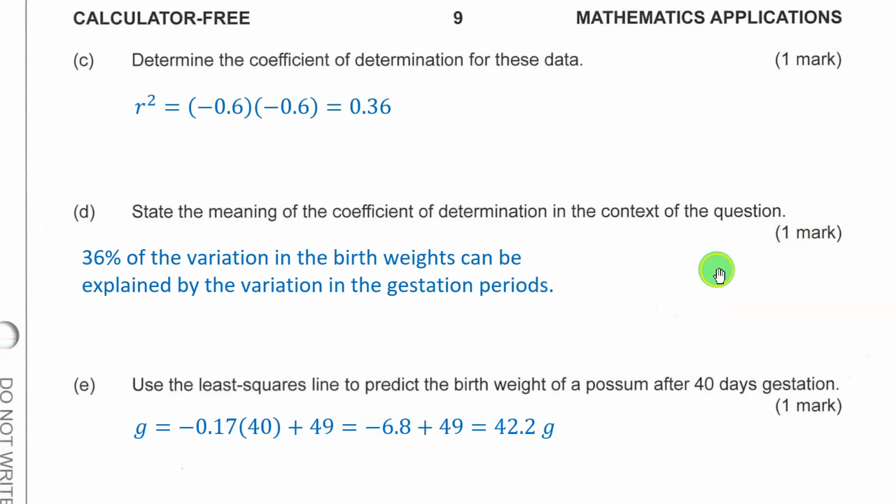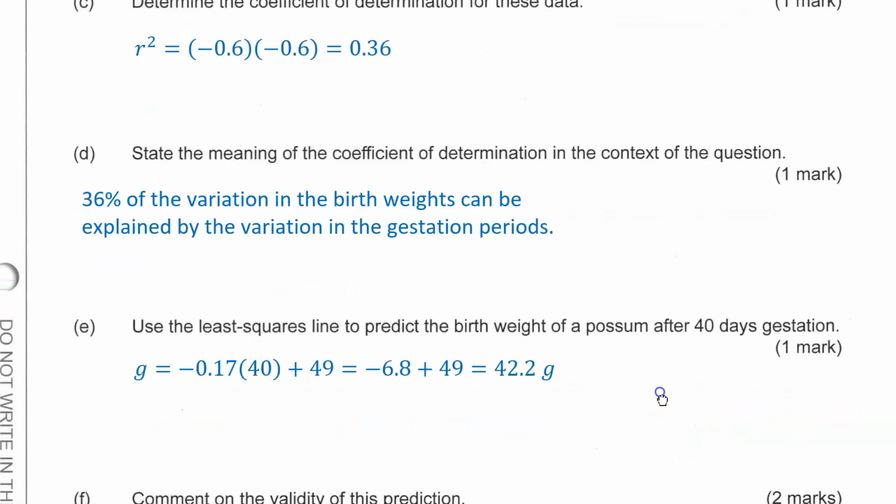1 mark for that. Then use the least squares line to predict the birth weight of a possum after 40 days. So we substitute 40 in, and again, look at this. We don't have a calculator, but we do our best. So 4 17s are 68, so this becomes negative 6.8. Then we've got to add 49, the y-intercept, to end up, so 49 minus 6.8 is 42.2 grams, all for 1 mark. What's wrong with giving us a calculator?